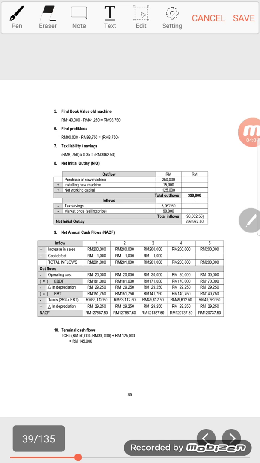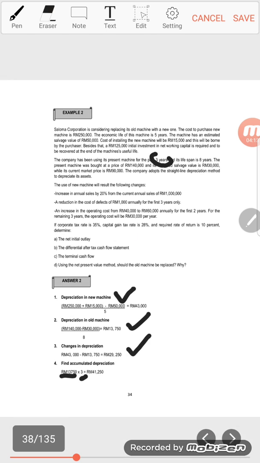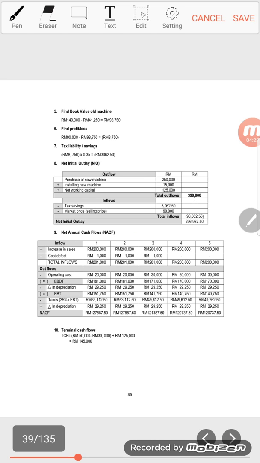The next step is to find the book value of the old machine. So is this the selling price? No, it is not the selling price. This is the initial price, the initial price minus the accumulated depreciation. So you will get the book value of the old machine. The book value of the old machine is 98,750 ringgit.